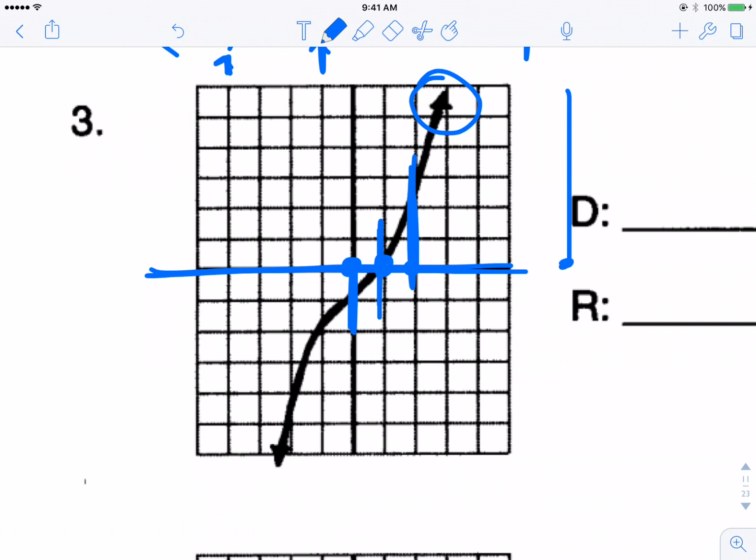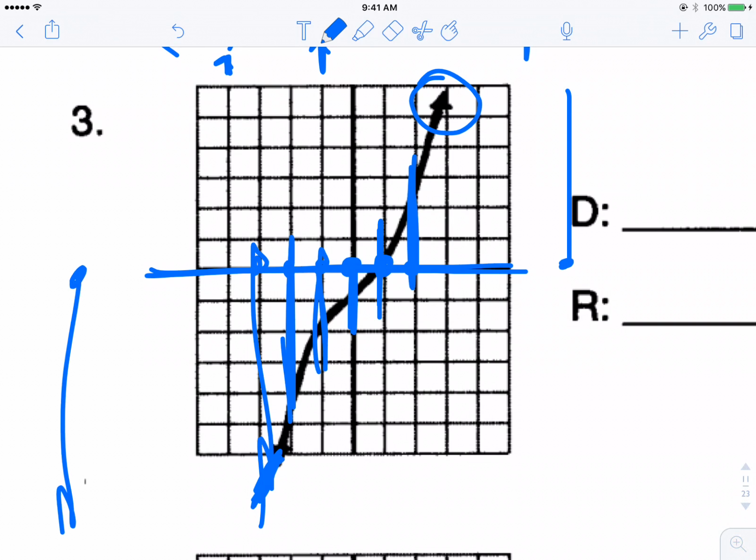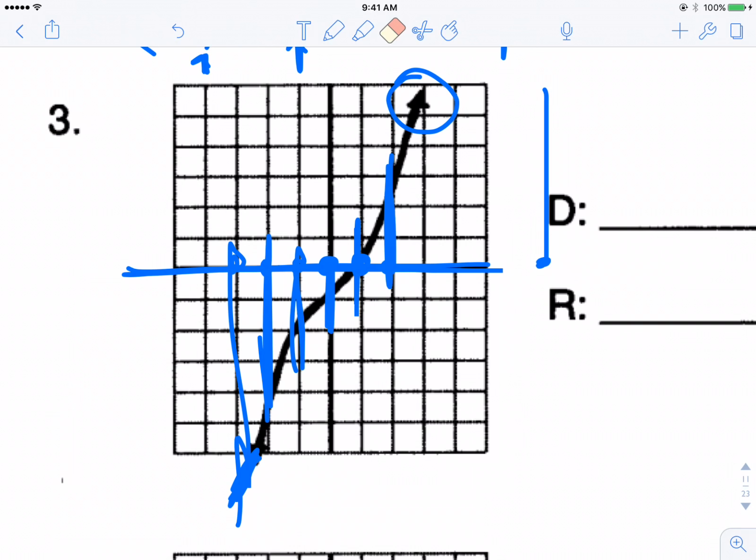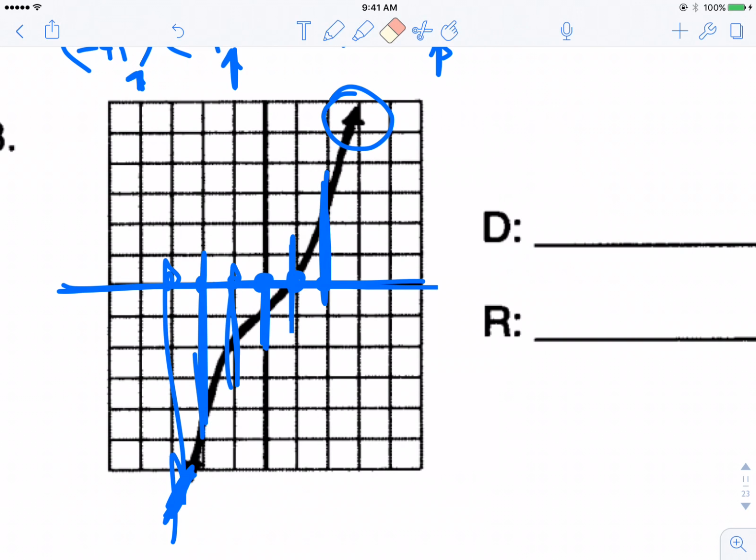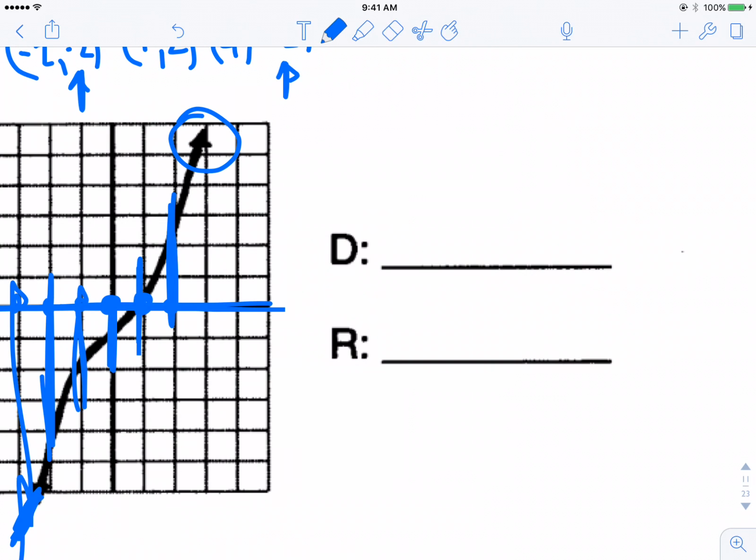What about negative? -1. Yes. -2. Yes. -3. Yes. Just off the graph, but it would cross right here. And again, -1,000,000. Sure. Infinity. Absolutely. So this graph is continuous, both directions, positive and negative, on the x-axis. Therefore, we can say x's domain is all real numbers.